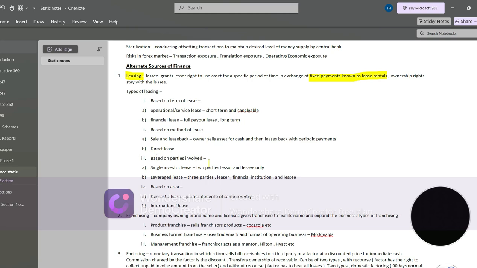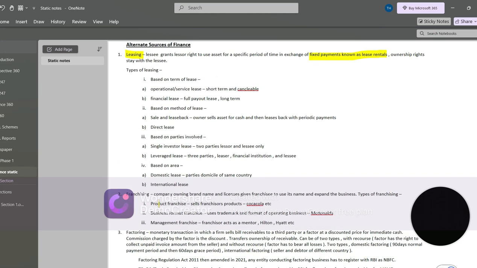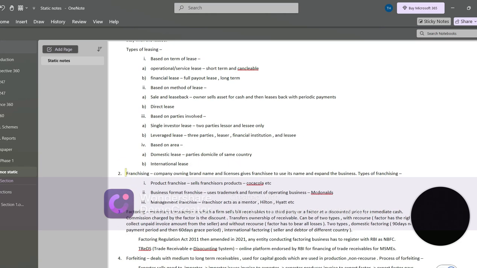Third is based on the parties involved: single investor lease, where only the lessor and lessee are involved, and leveraged lease, where three parties, lessor, lessee, and a financial institution, are involved. Fourth is based on area. There can be domestic lease, where the parties are domiciled in the same country, and international lease, where they are domiciled in different countries. Now, this was leasing.